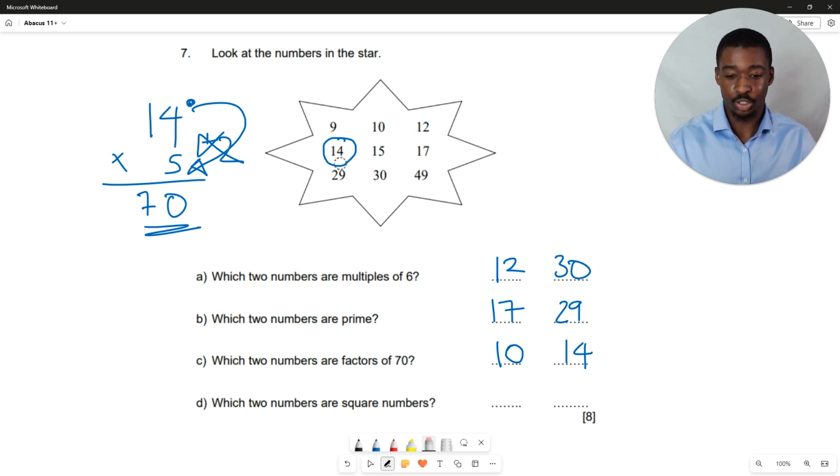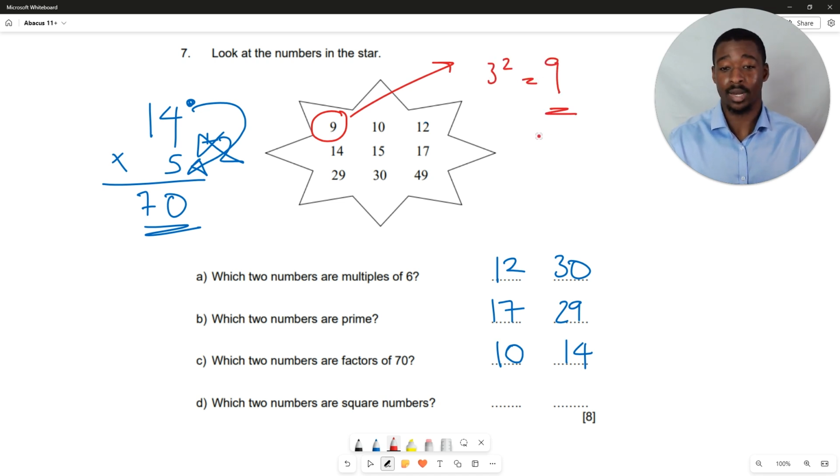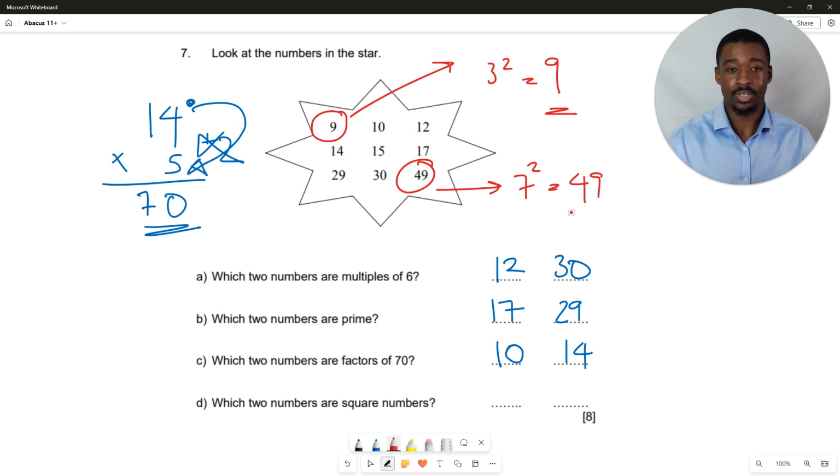And finally, we have which 2 numbers are square numbers. So numbers that are square numbers, let's find it. The first one's going to be 9. Why? Because 3 squared is 9, and therefore 9 is a square number. And then also we have 49. Why? Because this time 7 squared is 49. So our 2 numbers, which are square numbers, are 9 and 49. Very big question there, but that's how we work it out.